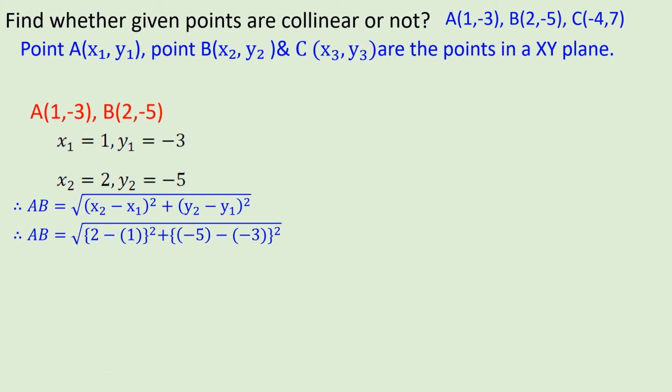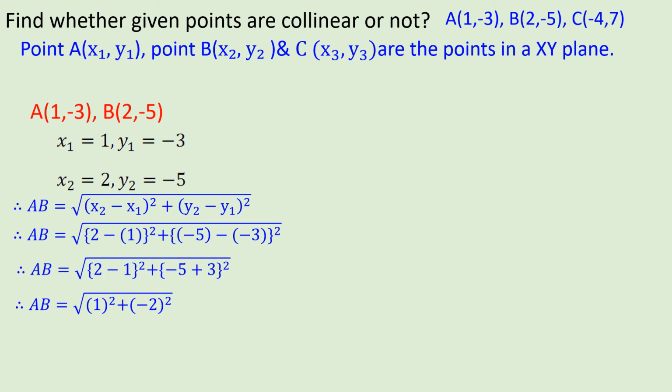When I substitute for x2 and x1, I get (2 minus 1) whole square, and y2 and y1 give you (-5 minus of -3) whole square, which is further simplified as (2 minus 1) whole square plus (-3 minus 5 plus 3)... because minus into minus becomes plus. So 2 minus 1 gives you 1 whole square plus (-2) whole square, further simplified 1 plus 4, and then finally you have the length of AB equals root 5. This is the distance between point A and B.